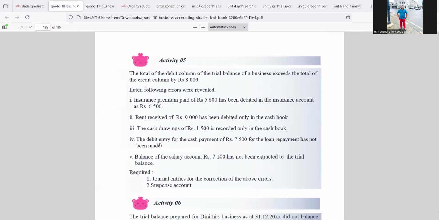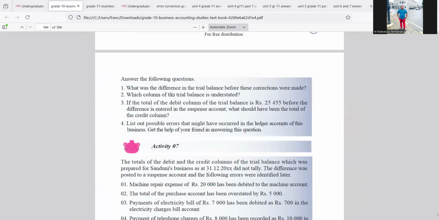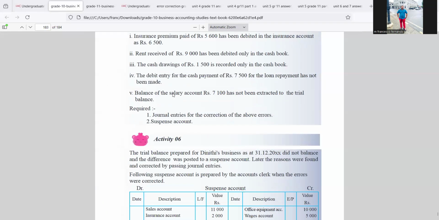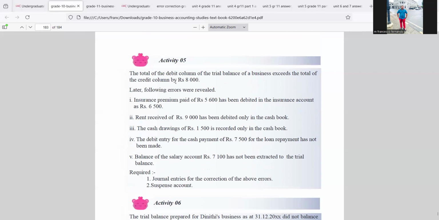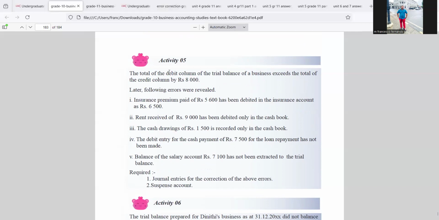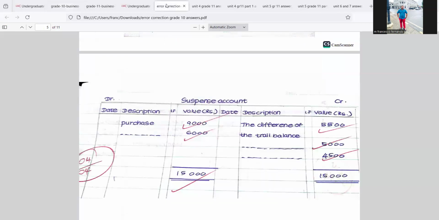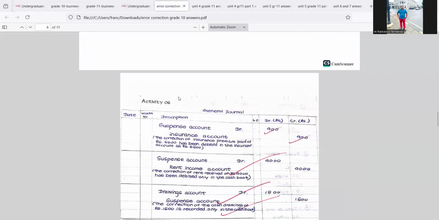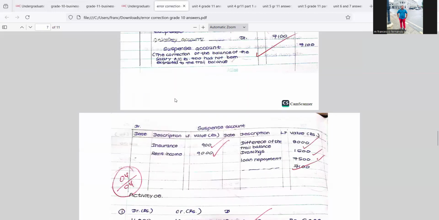So I'll do activity 5 as well. But activity 6 and 7, I will not do. I will show the answer, right? So activity 5, the total of the debit column of the trial balance exceeds the total of the credit column by 8,000. So the debit column is exceeding the credit column by 8,000. It means the difference should be in the credit side.